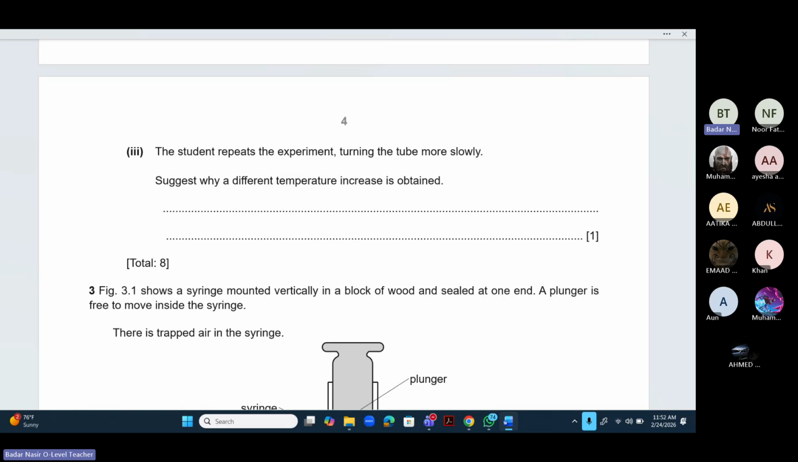So different temperature increase की वजह एक तो ये हो सकती है कि more energy is lost in form of heat. ठीक है?